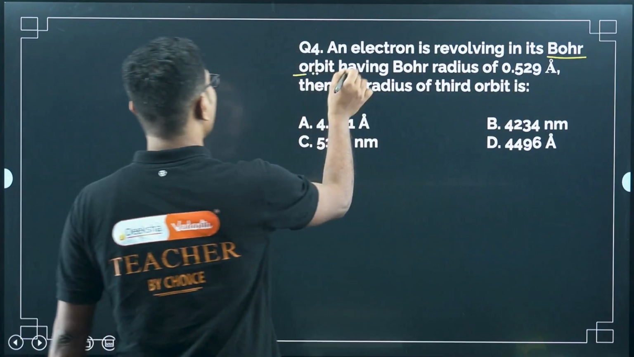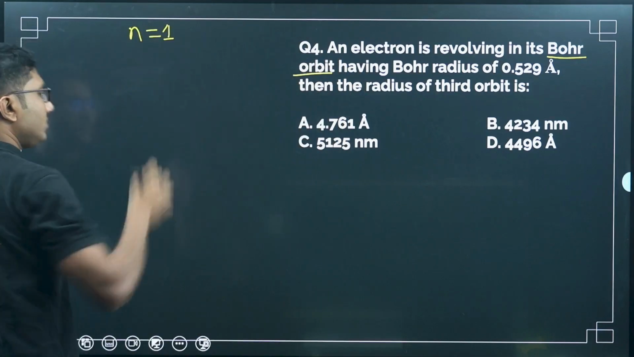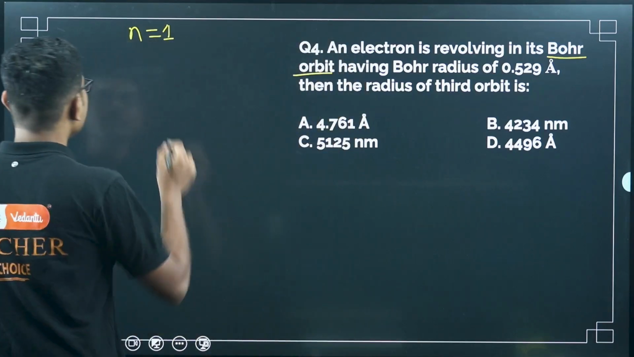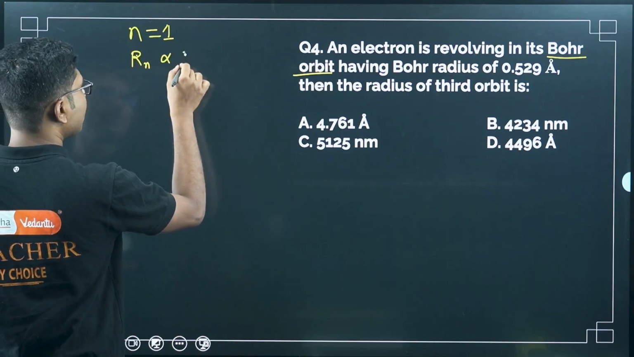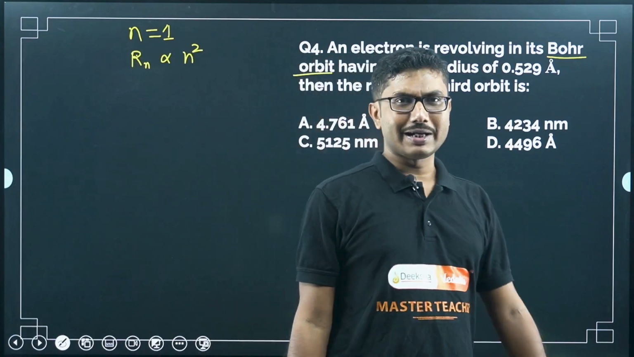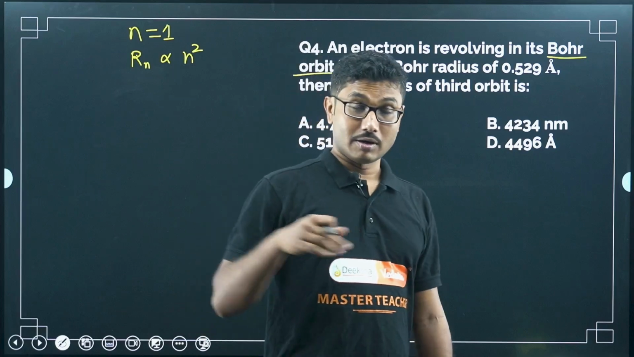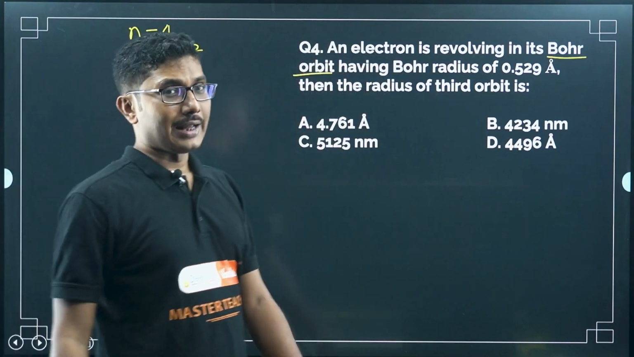Bohr orbit is nothing but when n equals 1. When n equals 1, that orbit is called Bohr orbit. Now we know that radius Rn is proportional to n square. Right, we have discussed it during our lecture that the radius of the electron in a hydrogen atom is directly proportional to n square.